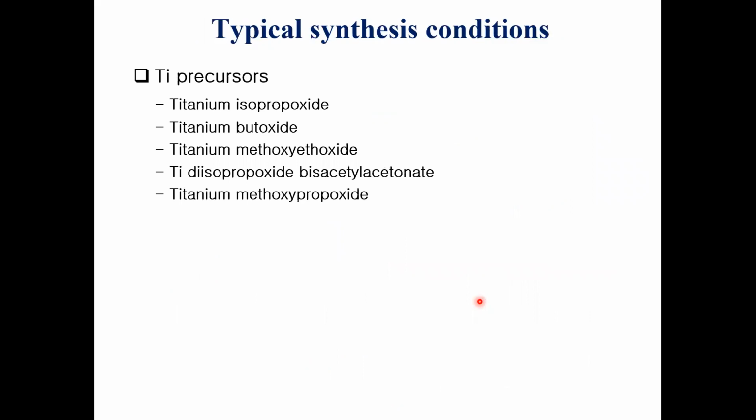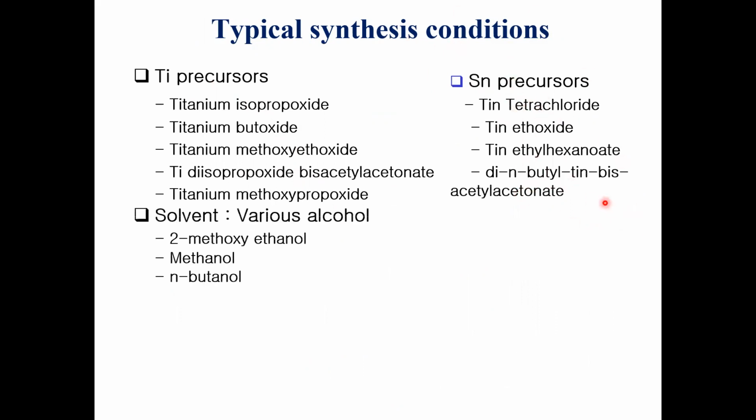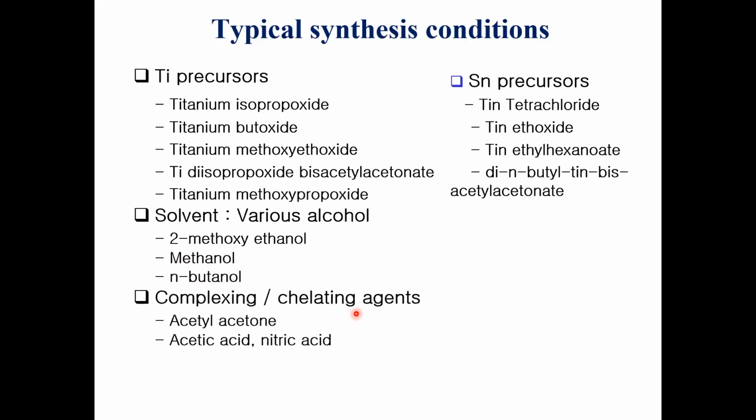Anyway, if you're making, for example, titanium oxide, you can use a titanium precursor. So these are all titanium precursors that are commercially available, as are those for making tin dioxide. You can see these are the precursors that you can buy. And you use solvent, various alcohols as the solvent, and complexing or chelating agents.